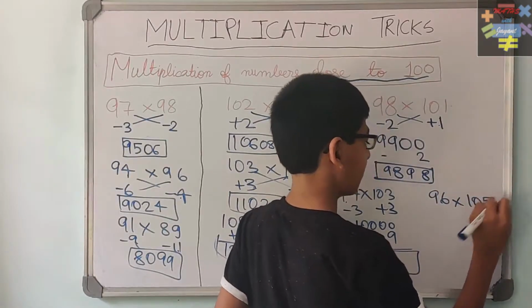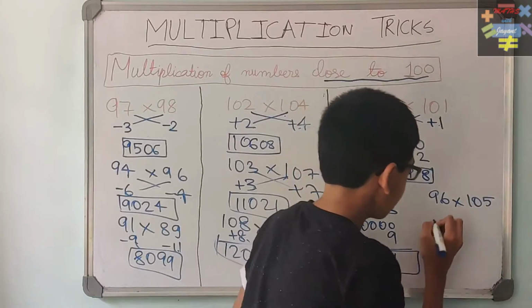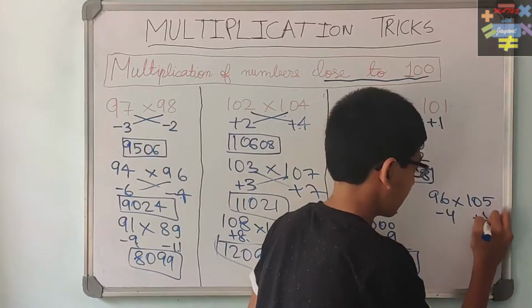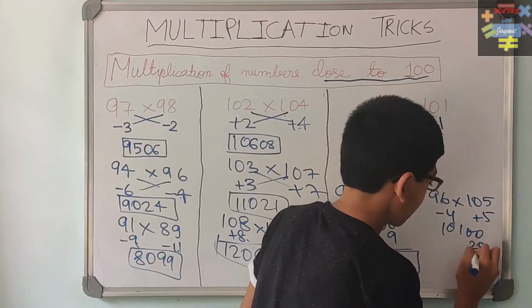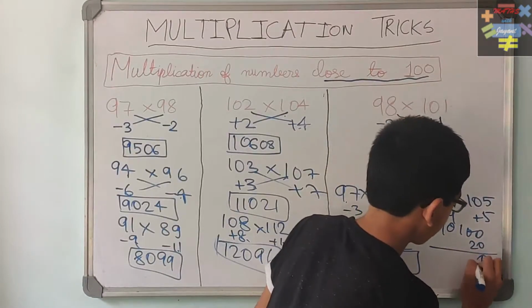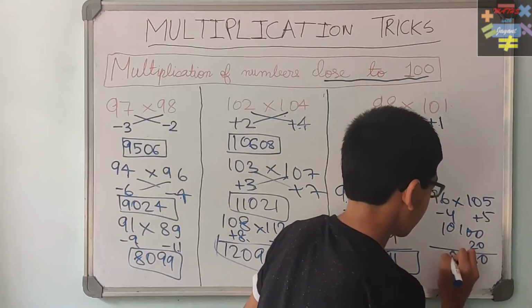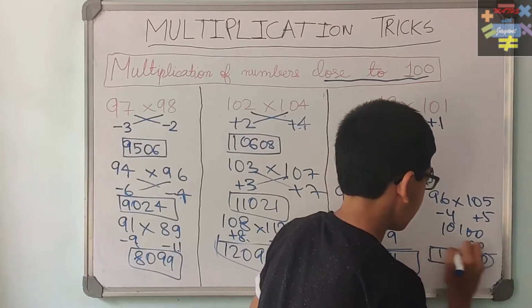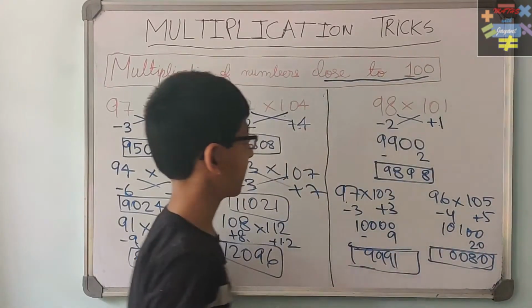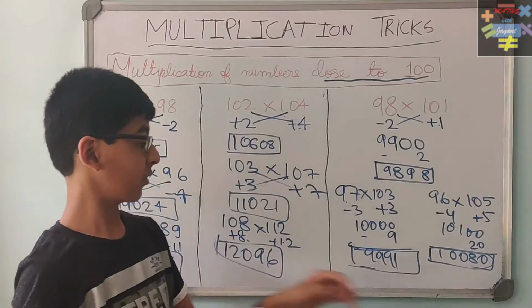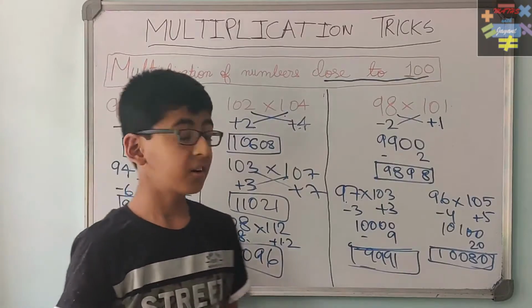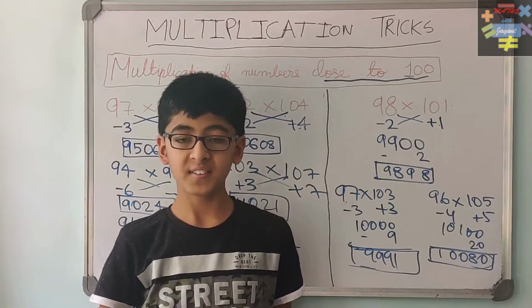Now let us solve another question a bit more faster. 96 into 105. This is 4 lesser, this is 5 more. We do cross, we get 101, so 10100. 4 into 5 gives us 20. Like this we subtract and we get 10,080. 10,080 is the final answer. Over here we can see with these tricks how faster we get our answers. Now let us move on to our next trick.